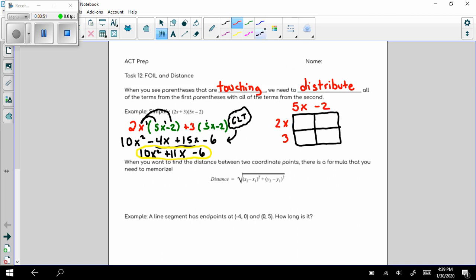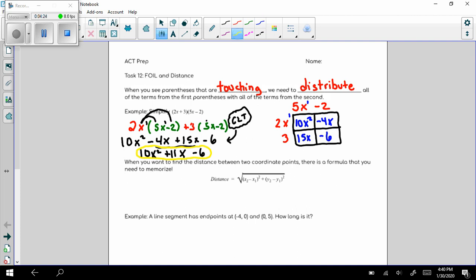2x times 5x: 5 times 2 is 10. When we multiply variables, we add the exponents, so it's like a 1 and a 1 equals 2. We're going to go down to this square here. 5x times 3 gives us a 15x. Now we go to this outside box by taking the 2x and multiplying it by negative 2, and that gives us a negative 4x. And then lastly, at the very end, we have a positive 3 times a negative 2, which gives us a negative 6.